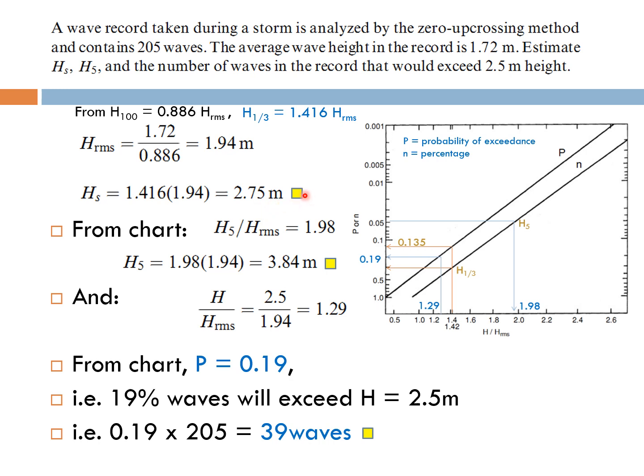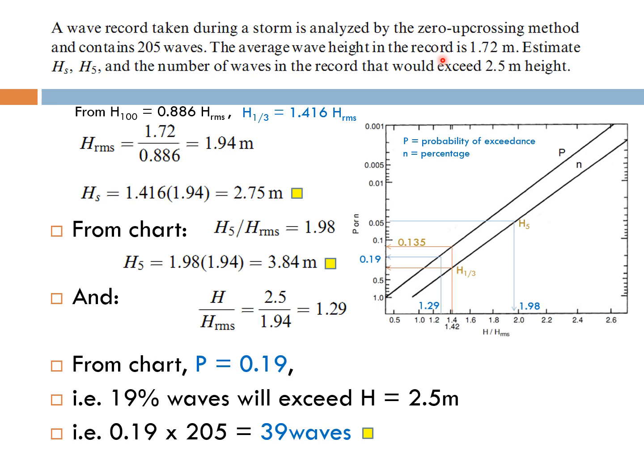Now, if we stop here, you notice that we're talking about a short-term wave record with only 205 waves. We didn't have the actual raw data, but we do know that the overall average is 1.72 meter.